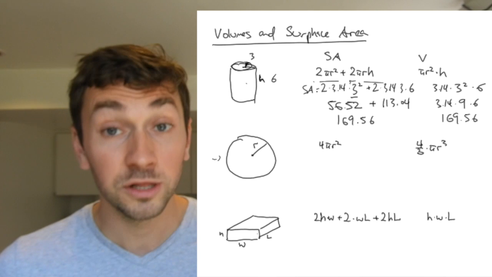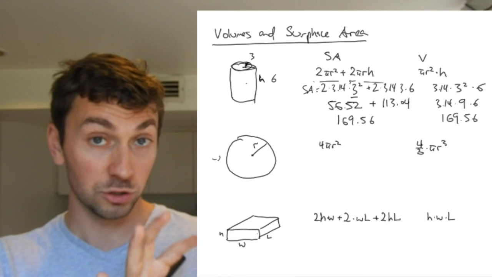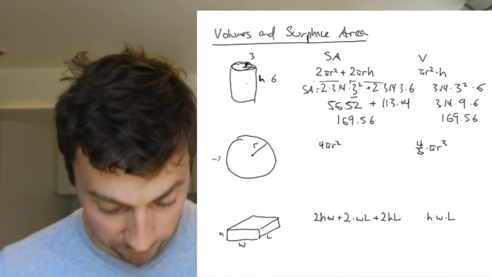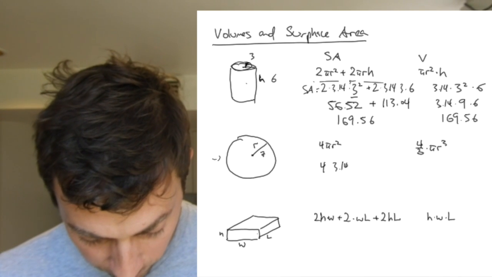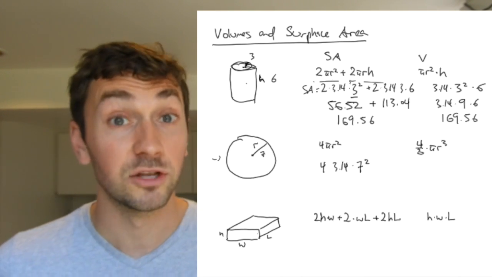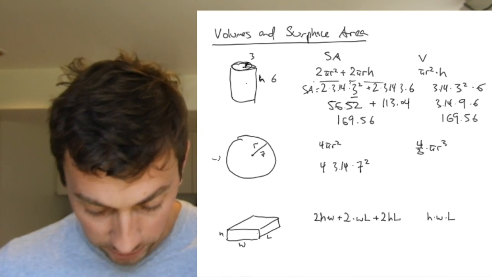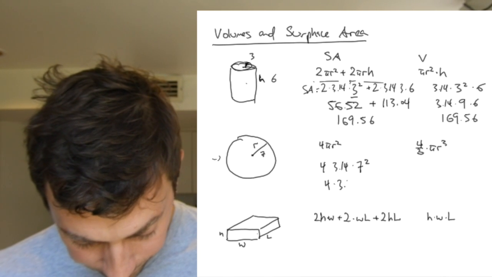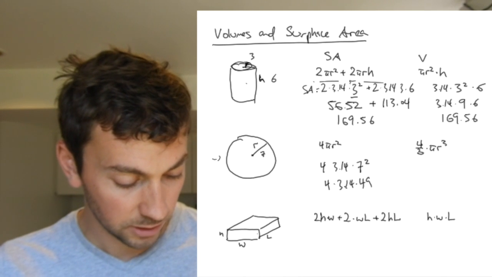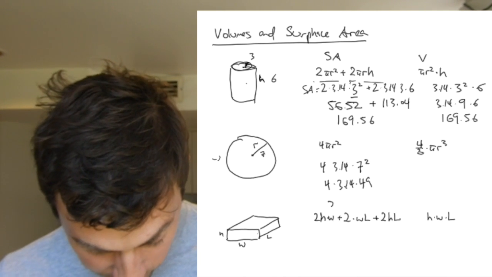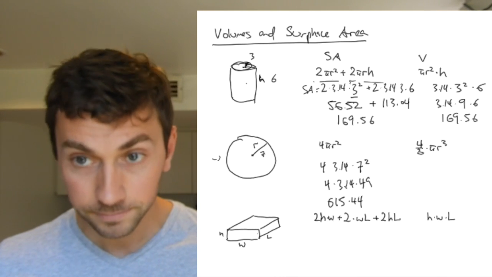Okay, so for the sphere, the surface area is 4 pi r squared. Let's imagine we have a sphere with a radius of 7. So I go 4 times 3.14 times 7 squared to find the surface area. Again, I go 7 times 7. 7 squared is 49. So 4 times 3.14 times 49 equals 615.44. You can follow along with your calculators at home.